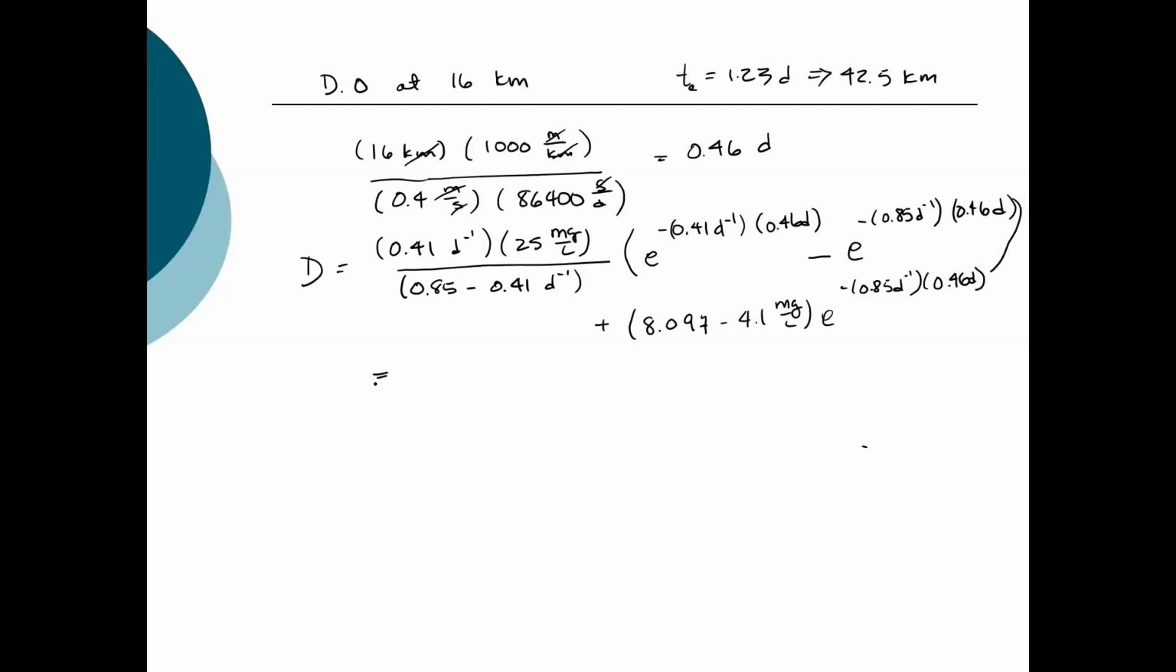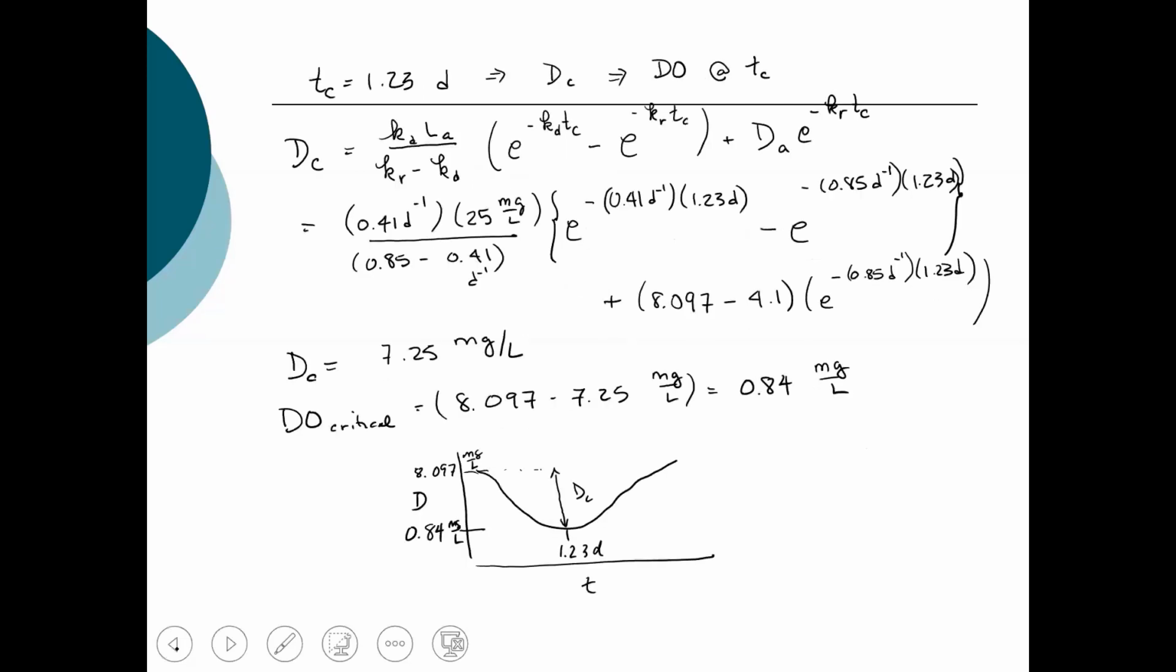And that is equal to 6.22 milligrams per liter. So that is the deficit. And the dissolved oxygen concentration is equal to the saturation concentration, 8.097 milligrams per liter minus 6.22 milligrams per liter. That's equal to 1.87 milligrams per liter.